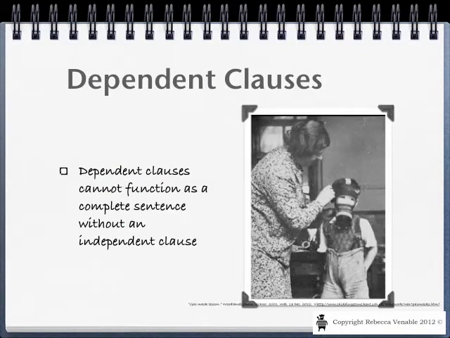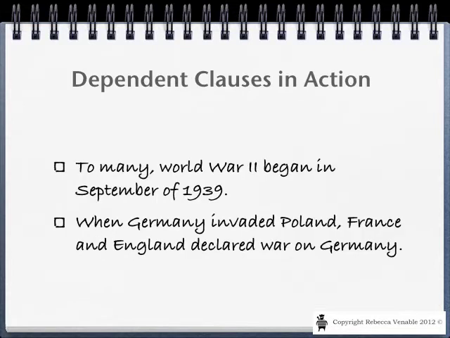Alternately, I have a dependent clause. Now, a dependent clause cannot function as a complete sentence. It has to have an independent clause. So, we tend to see them set off with commas. World War II began in September of 1939. When Germany invaded Poland, France and England declared war on Germany.